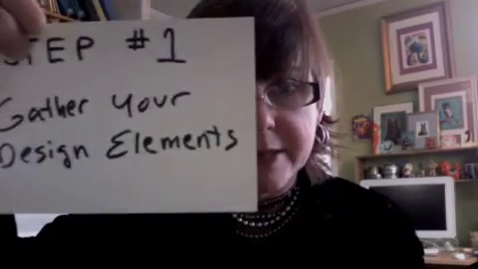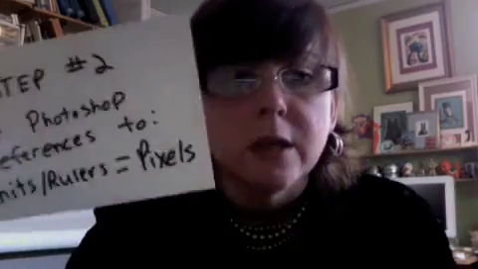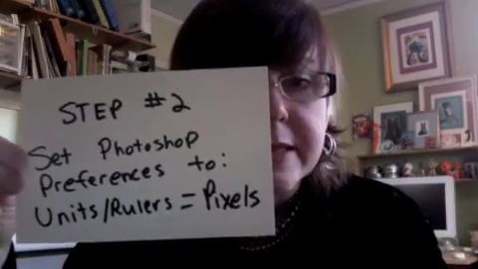Step one, gather your design elements. What this means is get your logo, scanned images of your artwork, your photography, drawing, whatever you might have on hand that you want to put on this customized background. And step two, set your Photoshop preferences. The units and rulers, set that to pixels, not inches, okay? Set that up because we're talking about the web, not a print piece.